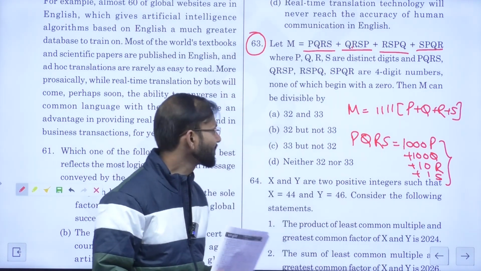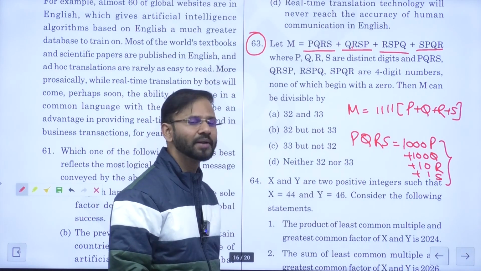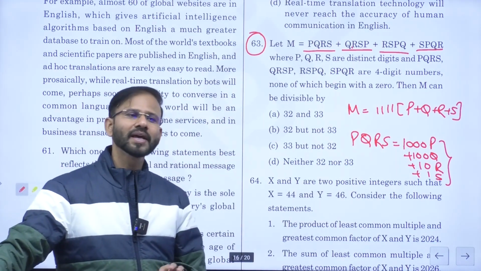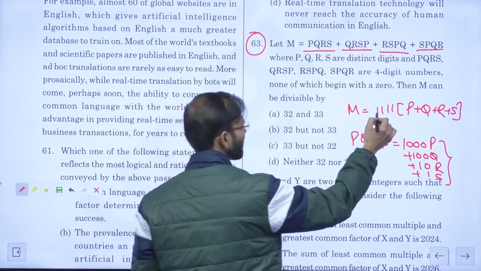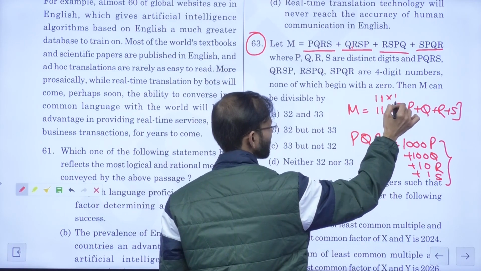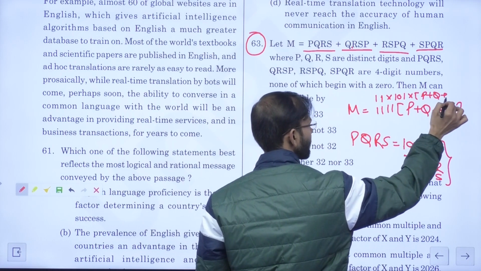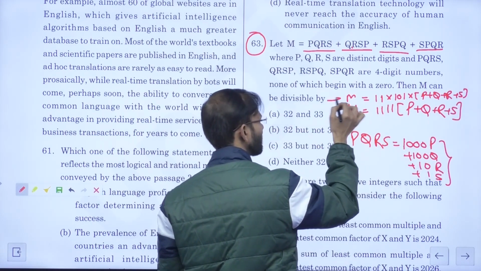Fine. Now the question is asking what M can be divisible by. So everyone just think about it. M can be divisible by what? This is 11 into 101 into P plus Q plus R plus S, correct? This is your M.